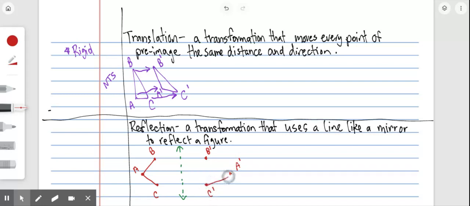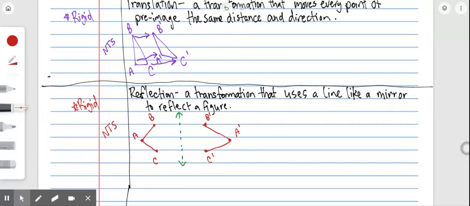Now again, I know that this is not to scale, but I did my best, okay? Now again, you'll notice that the side lengths are supposed to stay the same and the angle measures are supposed to stay the same. So this is also a rigid transformation. Okay, so reflections are rigid transformations.